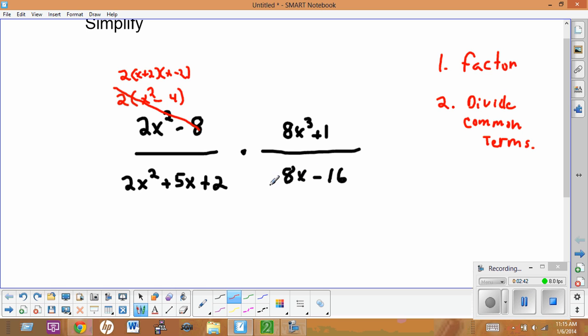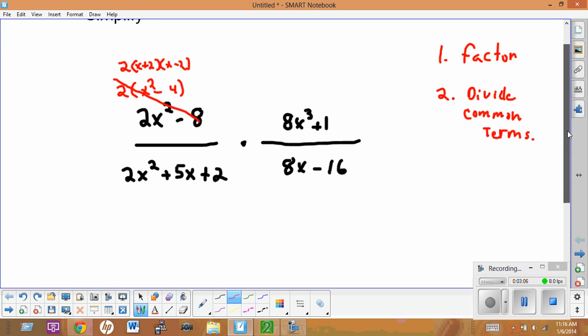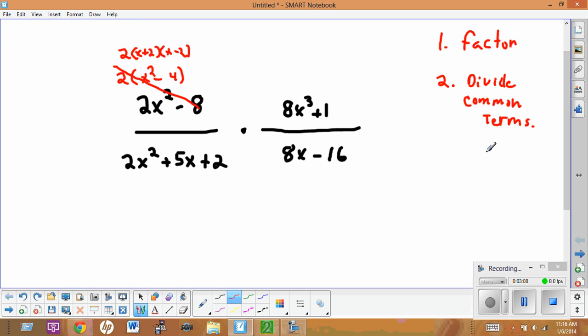Now for the next 3 terms, this numerator and the 2 denominators, I want you to go ahead and pause the video and factor them out. And if you feel comfortable, go ahead and divide out your common terms and come up with the answer. If you're not comfortable with your factoring, go ahead and restart the video, and I'm going to go through the factoring techniques. Either way, when you're done factoring and or done dividing common terms, go ahead and start the video and we'll go over the answer. So go ahead and do that right now.